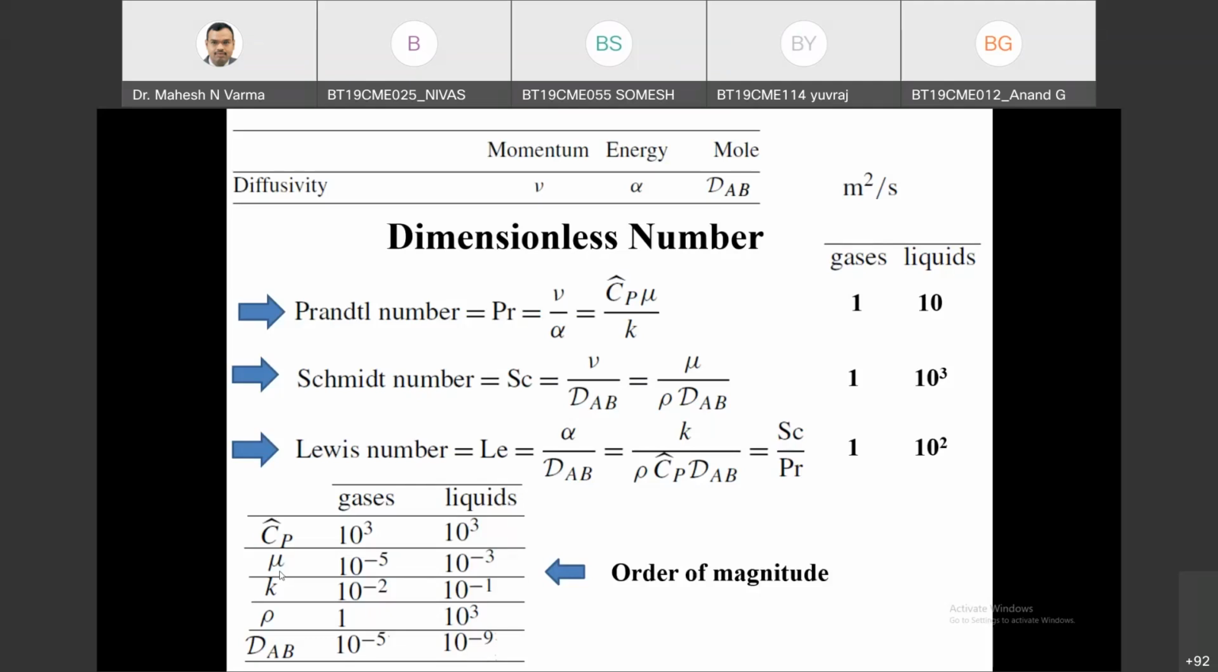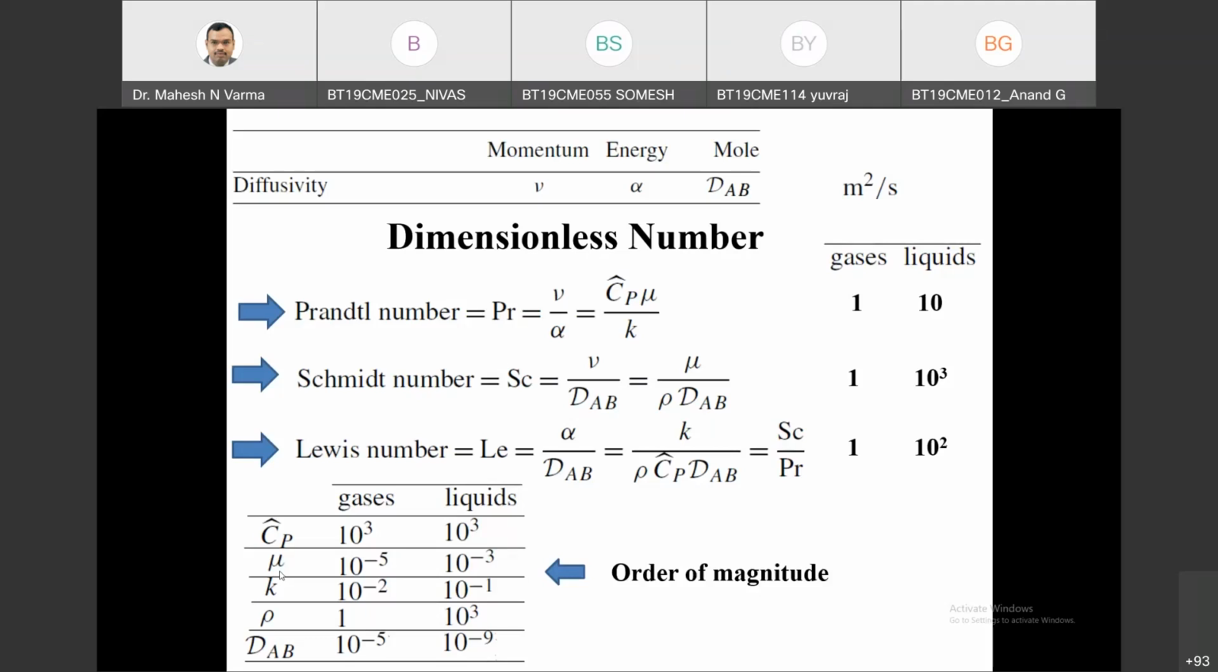So anybody has any difficulty in momentum flux, heat flux, and mass flux, molecular transport? Molecular transport means conductive transport. So we have discussed three laws: Newton's law of viscosity, Fourier law of heat conduction, and Fick's law of diffusion. Then we got some common transport property, that is called a diffusivity, which is derived from viscosity, thermal conductivity, and diffusivity in mass transfer. So common diffusivity. And then we got three dimensionless numbers, Prandtl number, Schmidt number, and Lewis number.